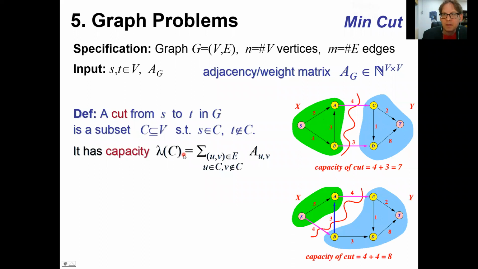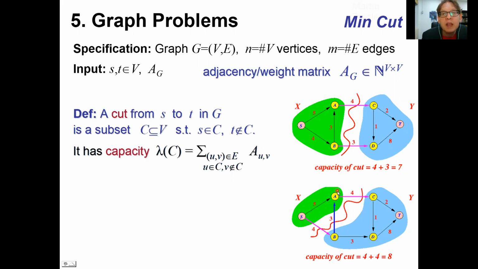Here's another example. This is actually the same graph as you see here, but a different cut. So this time the cut X is drawn in green.